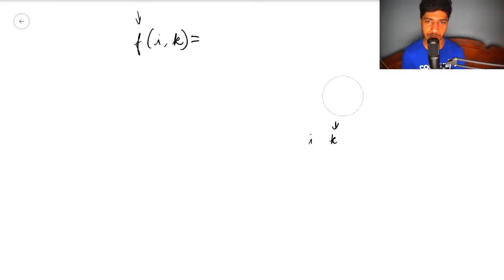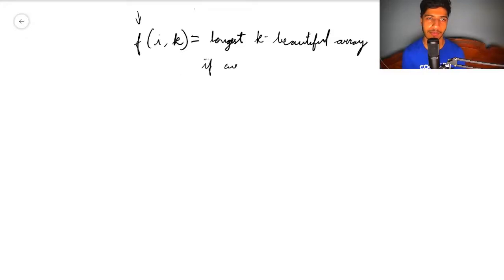So let me erase this. So yeah, f(i, k) means the longest k-beautiful array if we consider the first i elements.